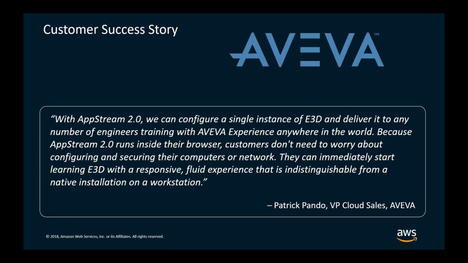So customer success stories for AppStream 2.0, we have AVEVA that uses Amazon AppStream 2.0 to deliver instant access to their Everything 3D on-demand self-training platform. The AVEVA experience gives them anytime, anywhere access on any device. AVEVA can configure a single instance of E3D and deliver it to any number of engineers going through their training experience anywhere in the world. Because it runs in the browser, customers don't need to worry about configuring or securing the computers or network. They can immediately start learning E3D with that responsive and fluid experience that is, and this is a direct quote, my favorite quote, indistinguishable from a native installation on a workstation. That's all we can really ask for.